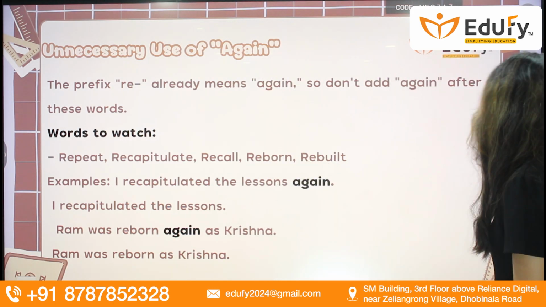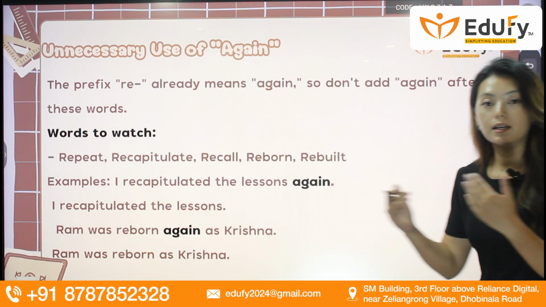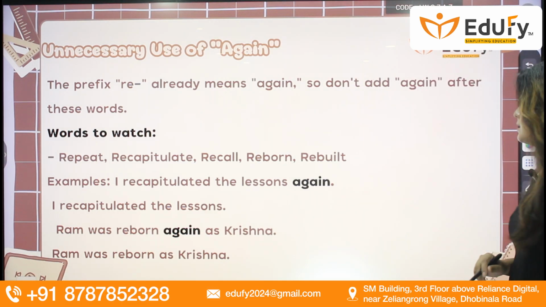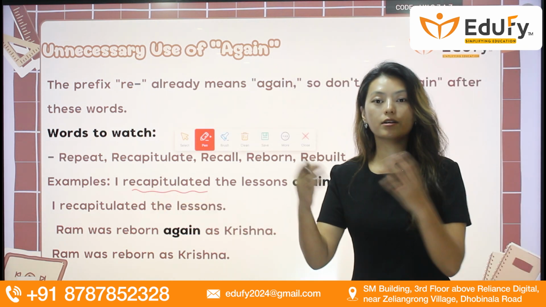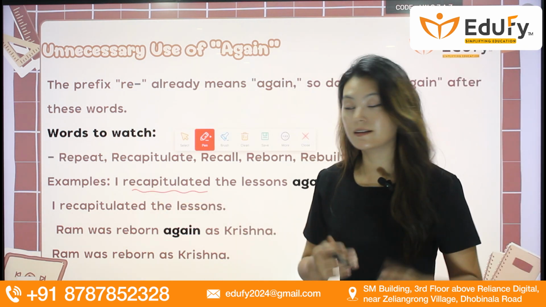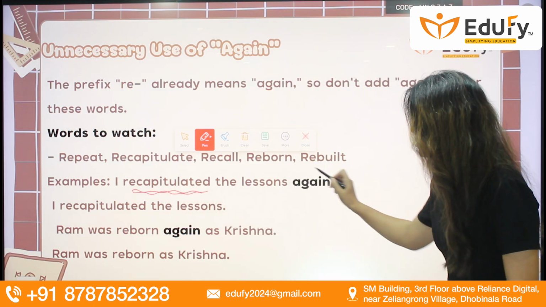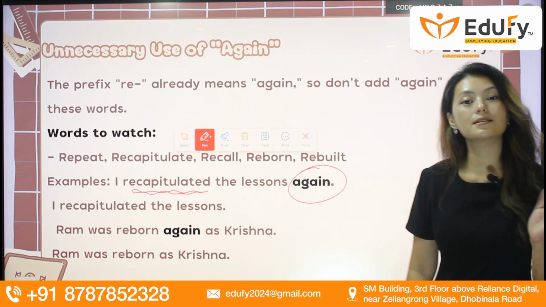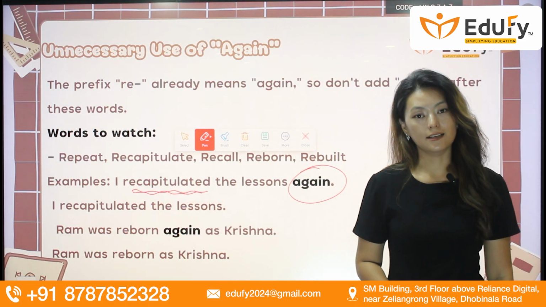Let's take a look at this example. I recapitulated the lessons again. So I'm saying that I revised, I took it out, I studied it again with the word recapitulated. Yes or no? So why do I write again here in the sentence? Does not make sense. So I can just write, I recapitulated the lessons.